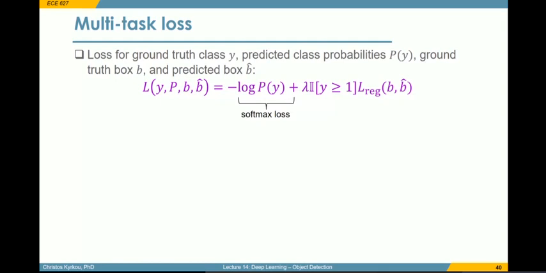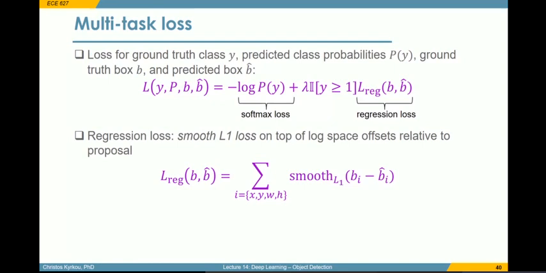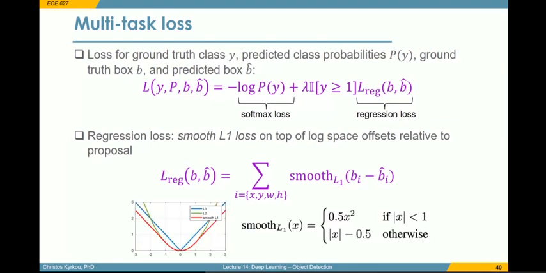The loss for the bounding box is based on regression, so we do regression to find the coordinates of the objects, and it's called the smooth L1 loss, and it essentially combines the squared error loss with the absolute error loss. It behaves like one or the other depending on the different values of the input, and it was empirically found to perform well for this task.